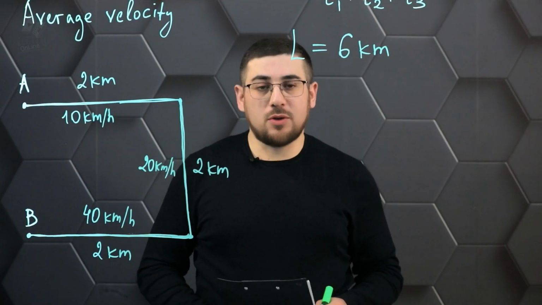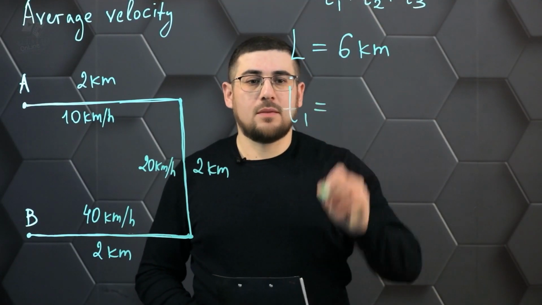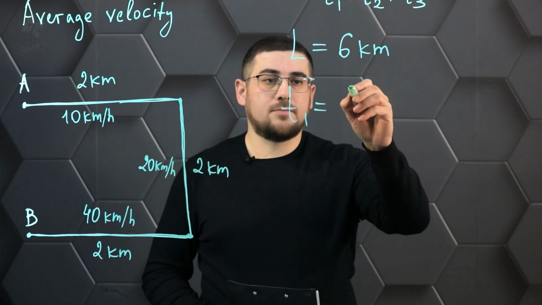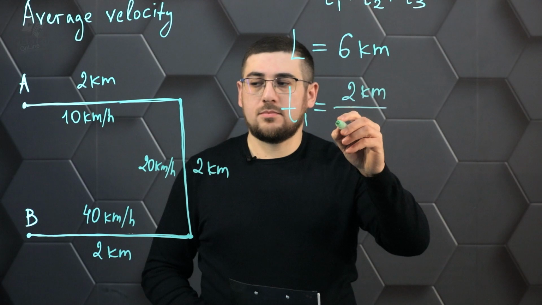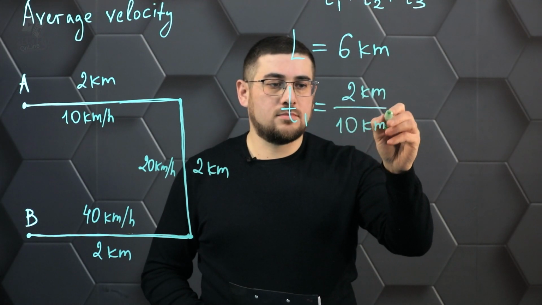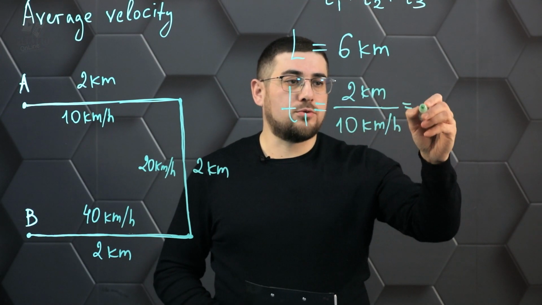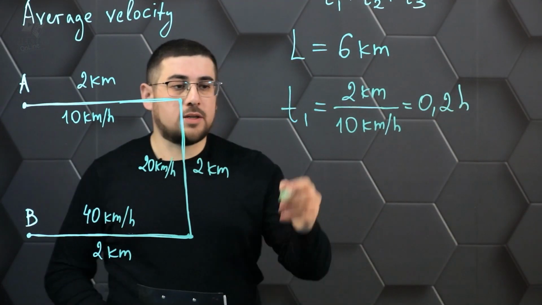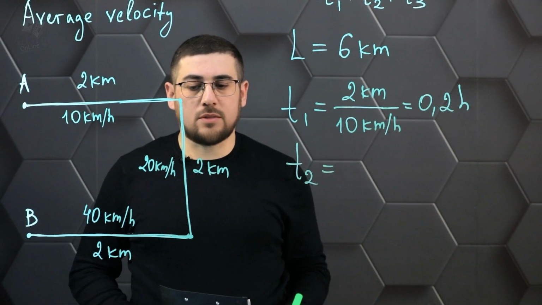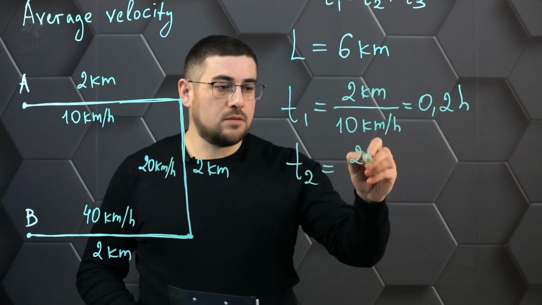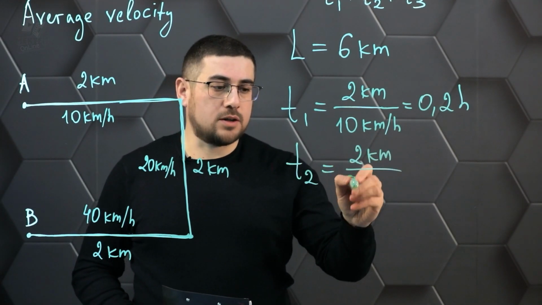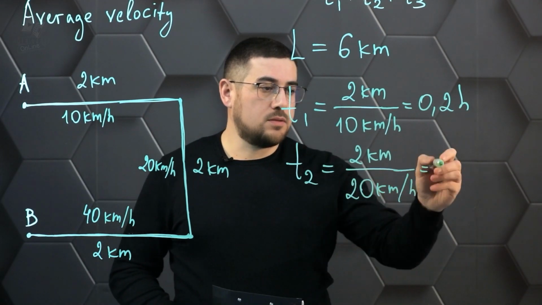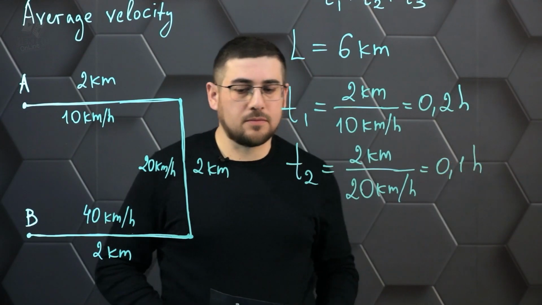Let's calculate the time of motion on the first section. To do this, we divide the path traveled by the body on the first section by its velocity. Here we get 0.2 of an hour. In the same way we calculate the time of the second section. To do this, we also divide the distance traveled by its speed. And here we get 0.1 of an hour.